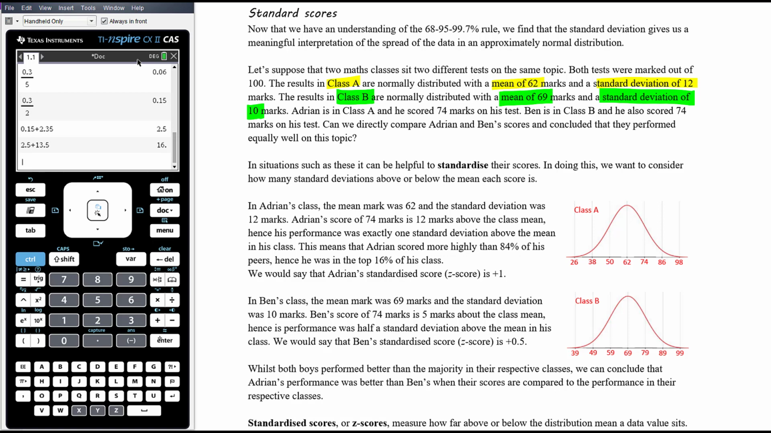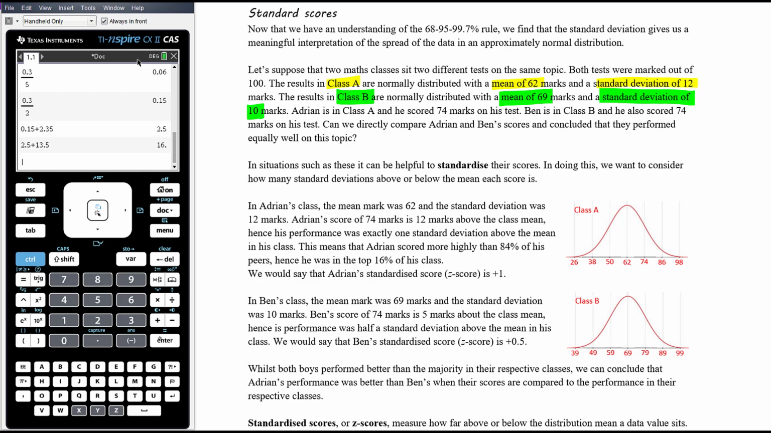In Ben's class, the mean mark was 69, and the standard deviation was 10. Ben's score of 74 is 5 marks above the class mean. So that's half of a standard deviation above the mean. So we would say that Ben's standardized score, or his Z score, is +0.5. He sits half a standard deviation above the mean in his class.